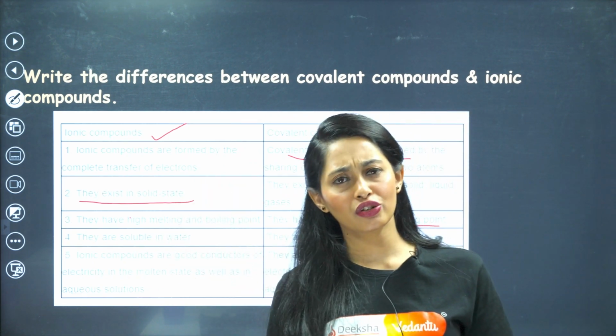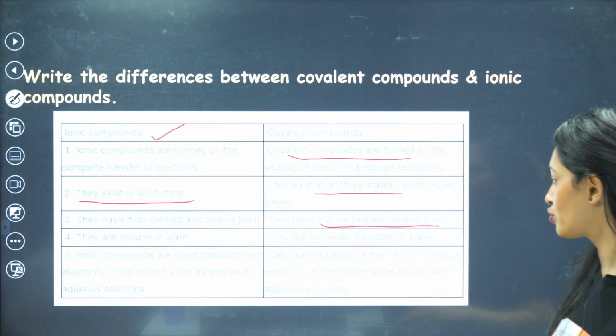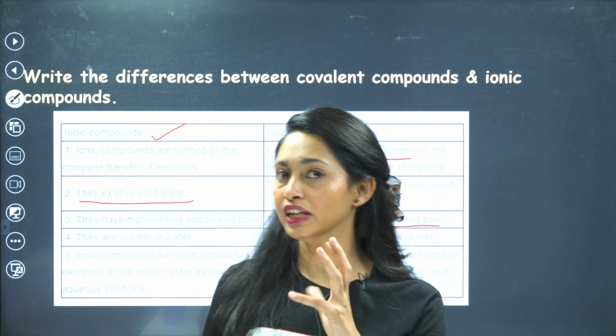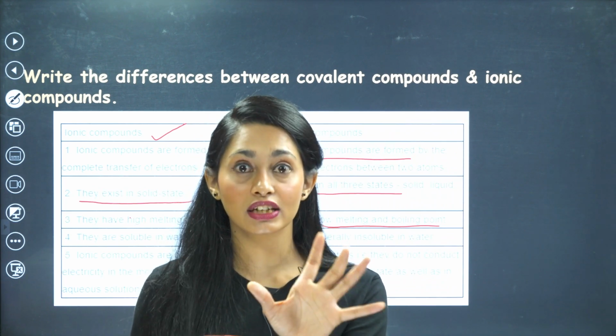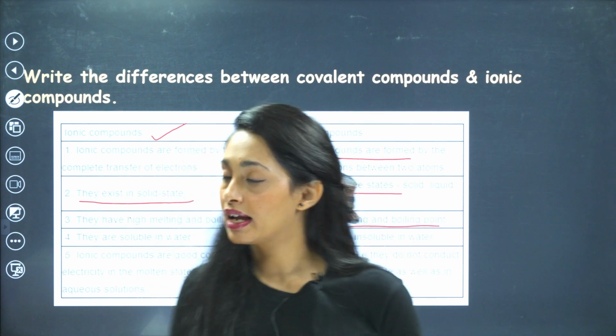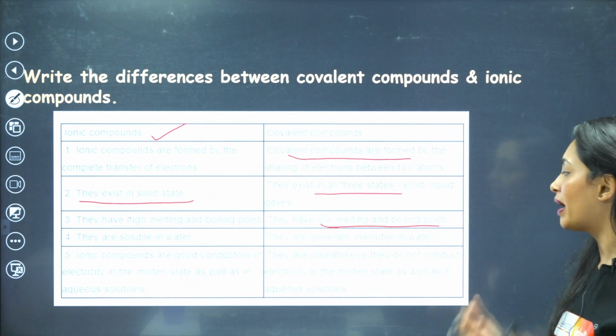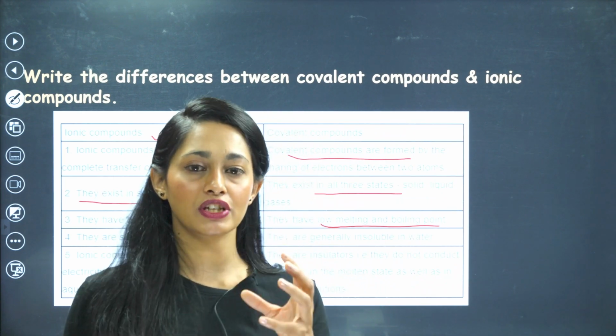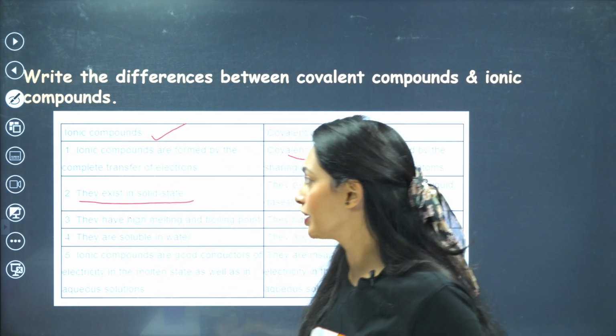And ionic compounds are usually soluble in water, while covalent compounds are not soluble in water. And ionic compounds are very good conductors of electricity. There is a twist: in molten and aqueous state, not in solid state. But covalent compounds are usually bad conductors of electricity. They are insulators. Okay, this is the difference between covalent compounds and ionic compounds.